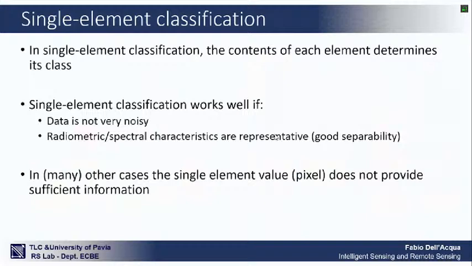Contextual classification means that you're considering more than one classification item at a time. Let me put it in another way. The classification process that I have described so far assumes that you pick up one sample at a time, you classify it, and you put it in the classification map.